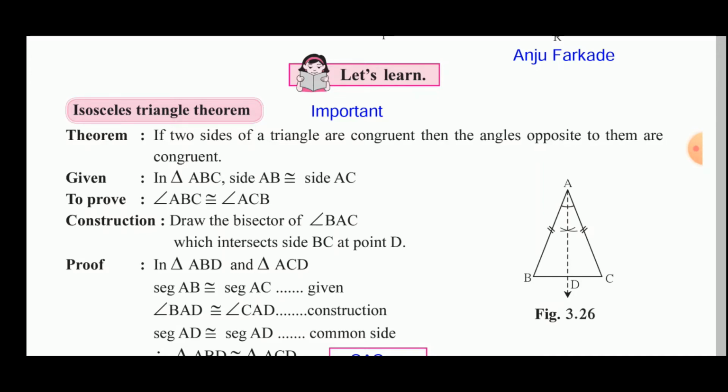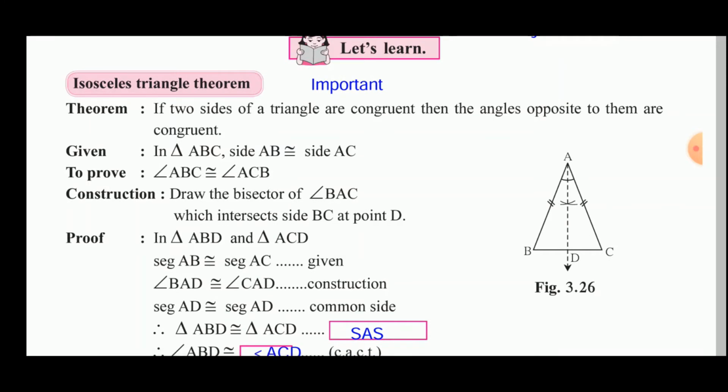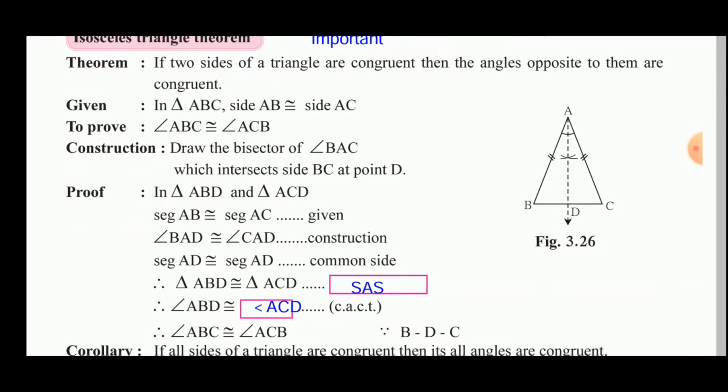Now the construction is, draw the bisector of angle BAC which intersects side BC at point D. So in triangle ABD and triangle ACD, segment AB is congruent to segment AC. Angle BAD is congruent to angle CAD by construction, and segment AD is congruent to segment AD by common side. So therefore, triangle ABD is congruent to triangle ACD by SAS test. Now angle ABD is congruent to angle ACD, corresponding angles of the congruent triangles. Therefore, angle ABC is congruent to angle ACB.